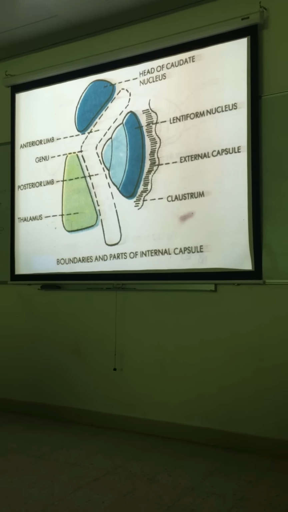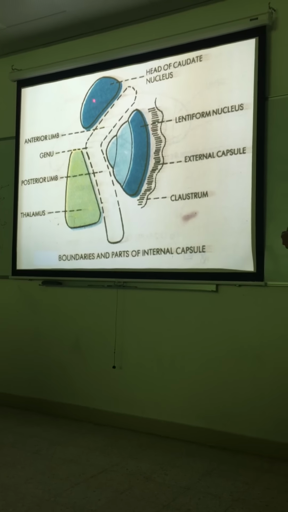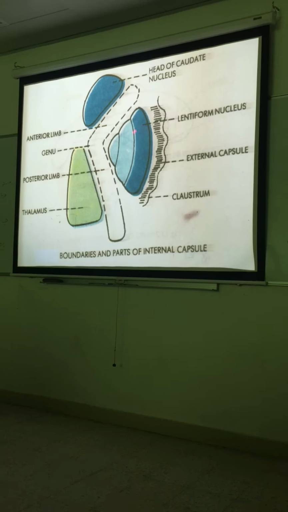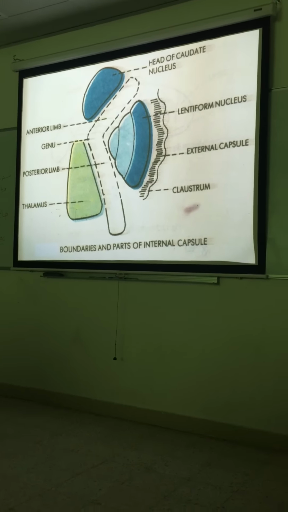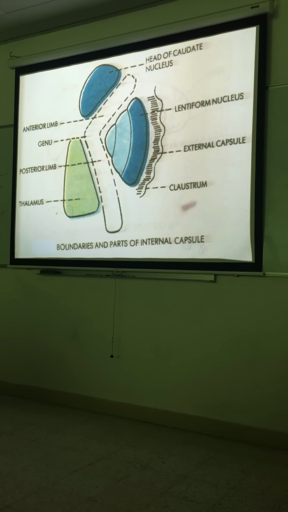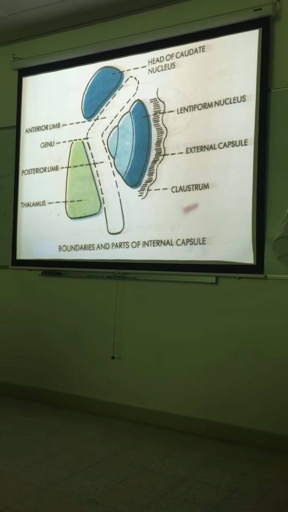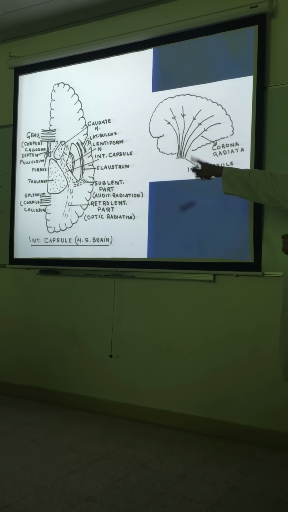This is again the same. This is the caudate nucleus, medially lentiform nucleus, thalamus. These two on the medial side. Lenti, L, lateral. And this is the anterior limb, this is the posterior limb, this is the genu. This is the position in the cerebrum.